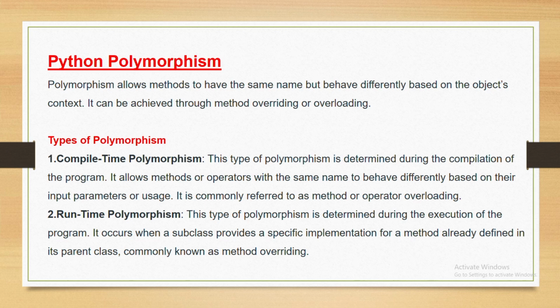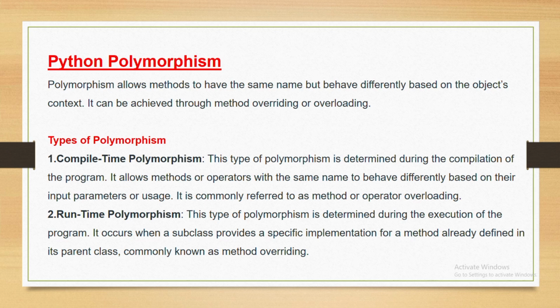So what is compile time polymorphism? This type of polymorphism is determined during the compilation of the program. When the program is compiling, it allows methods or operators with the same name to behave differently based on their input parameters or usage. It is commonly referred to as method or operator overloading. So method overloading occurs in compile time polymorphism.